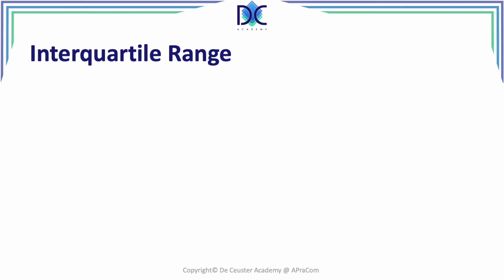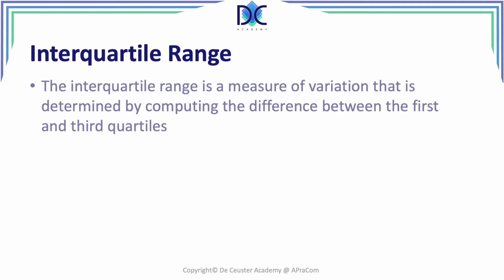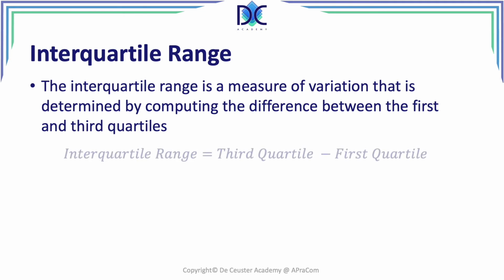Looking at percentiles and quartiles, we get what we call the interquartile range. The interquartile range is a measure of variation that is determined by computing the difference between the first and the third quartile. That's why I said, remember the values of the first and the third quartiles from the exercise in one of the previous slides. So the interquartile range is equal to the third quartile minus the first quartile.